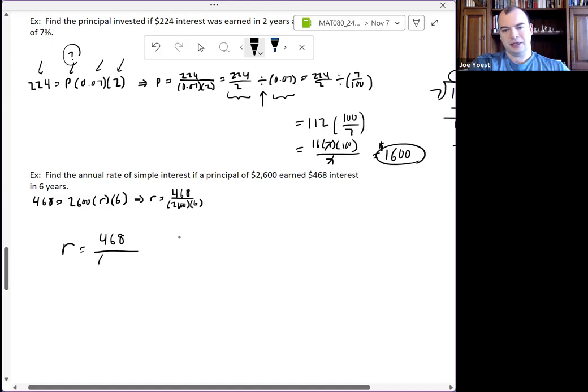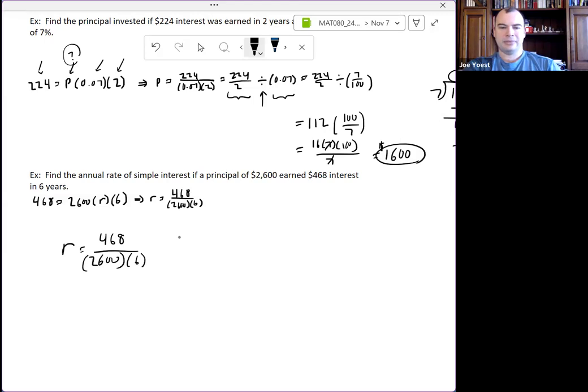I'll write that a little bigger. I noticed that I have this 2,600 on the bottom. I probably want to write my rate as a percent at the end. So I'm going to cordon off that 1 over 100 that's eventually going to turn into a percent sign at the end of all of this.